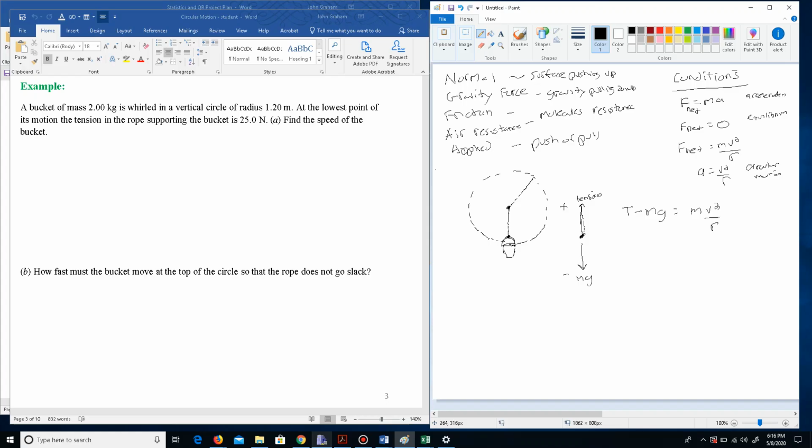And then we want to find the speed. So we're going to solve this for v. So r times tension minus mg equals mv squared. So v equals square root of r times t minus mg over m. Now we can plug in the values. Square root, r is 1.2 meters, t is 25, m is 2, g is 9.8.